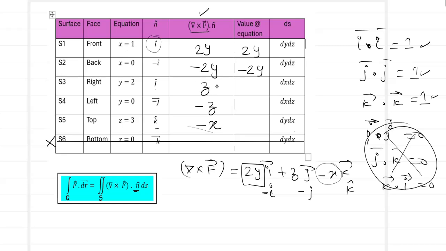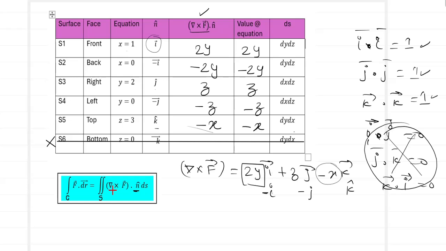Do you have any y for substitution? No. So it becomes the same, z. Do we have any y equal to 0 for substitution here? No. So it remains as minus z. And last one is z equal to 3. Do we have any z in this value? No. So it remains as minus x. So we have computed the values for each of these planes.